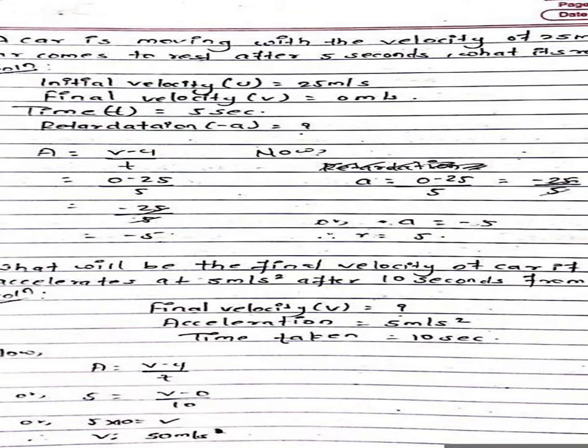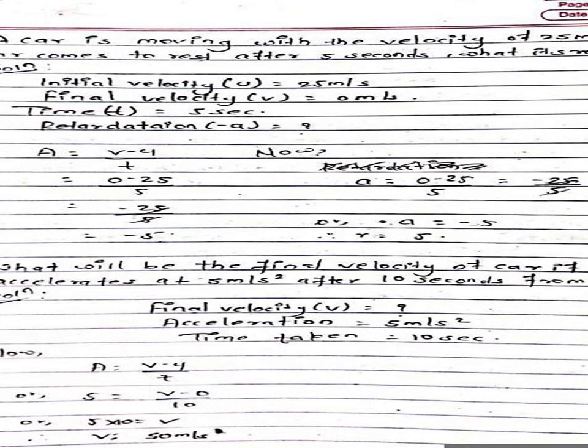And when the car is moving with a velocity of 20 meters, the same thing. Initial velocity is given as 25 meters per second, final velocity is given as 0 meter per second. Another one is time taken. Time taken is 5 seconds. Retardation means, if the acceleration comes in a negative value, that itself is retardation. It is given already here.